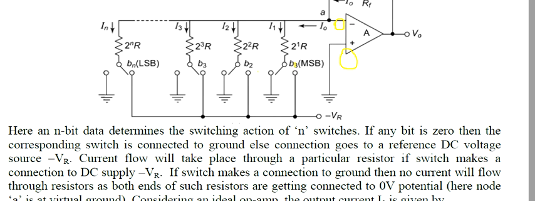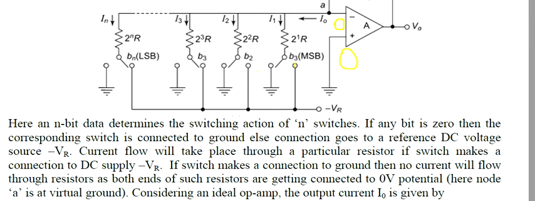Okay, so this is the expression for I0 equal to I1 plus I2 plus etc. up to IN. Then what is I1? I1 is equal to this voltage divided by this resistance value, into V1. So VR by 2¹ into R, into V1. I2 is VR by 2² into R, into V2. I3 is VR by 2³ into R, into V3, etc. up to IN.